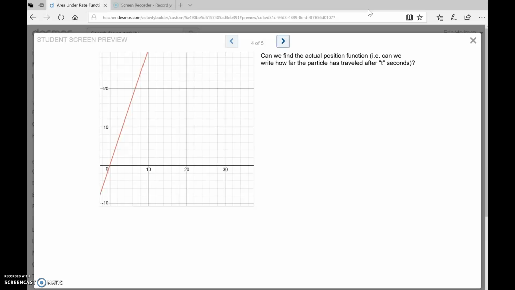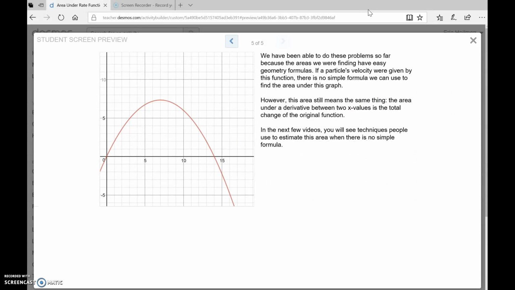Okay, so just to wrap this up, we were able to do these problems because we actually know easy little geometry formulas for the shapes that were created under the curve. So the first one, the shapes were rectangles. The one we just did, the area under the curve was always a triangle. Other linear functions, you might have a trapezoid underneath the curve. Obviously, not every function has a nice shape underneath it that we know a formula for.